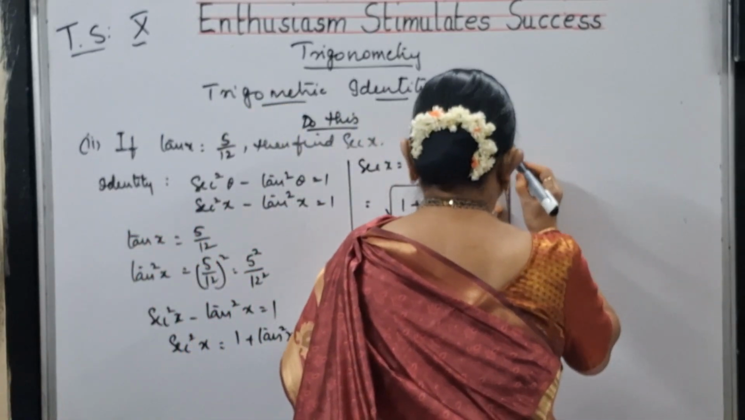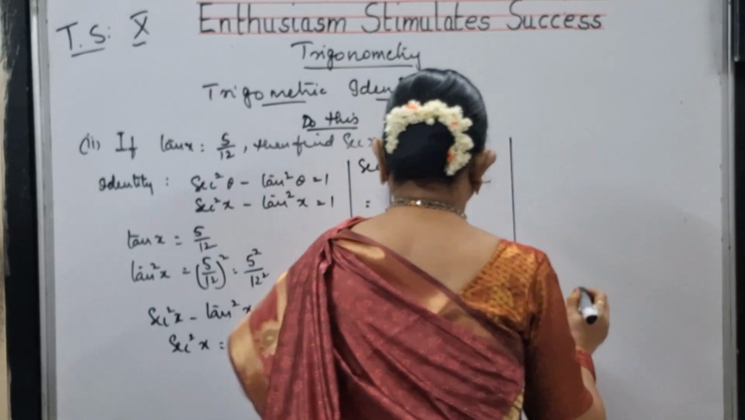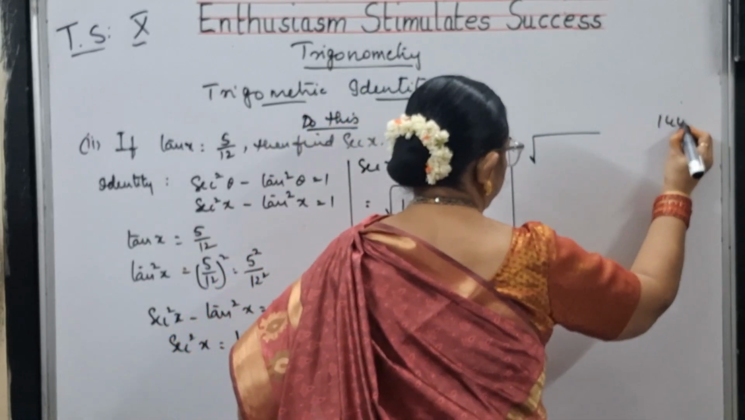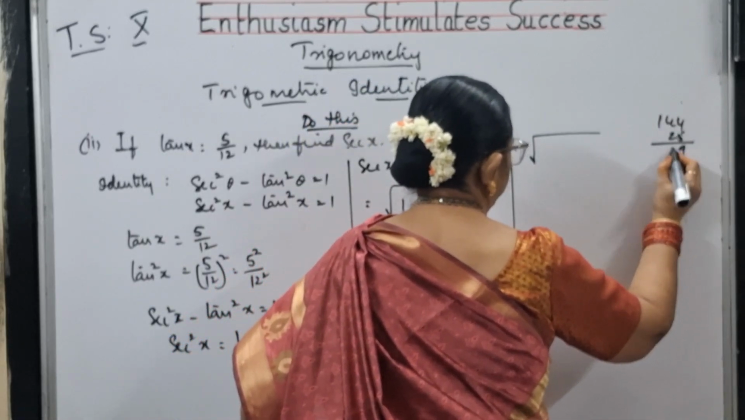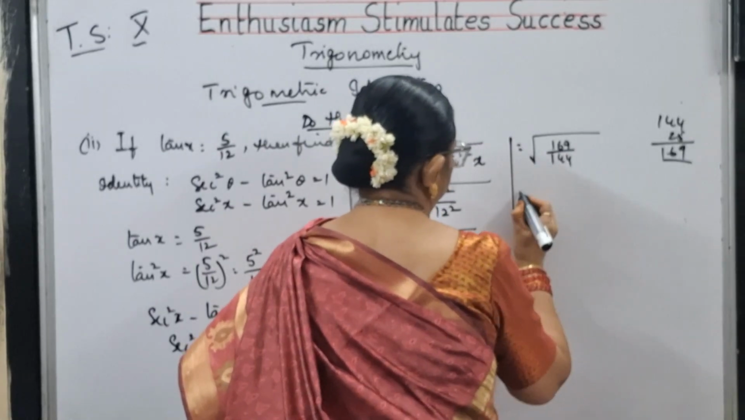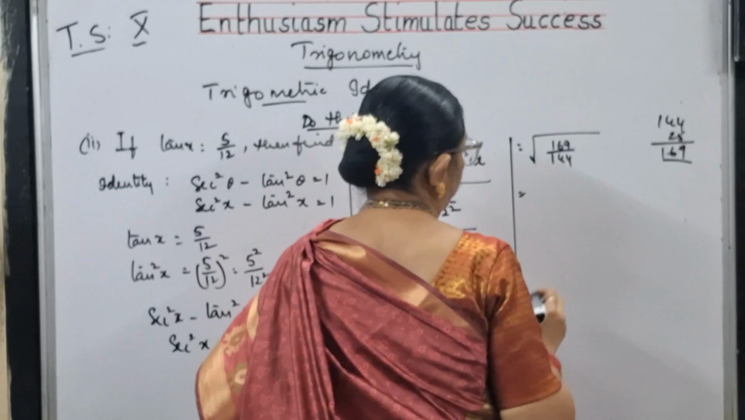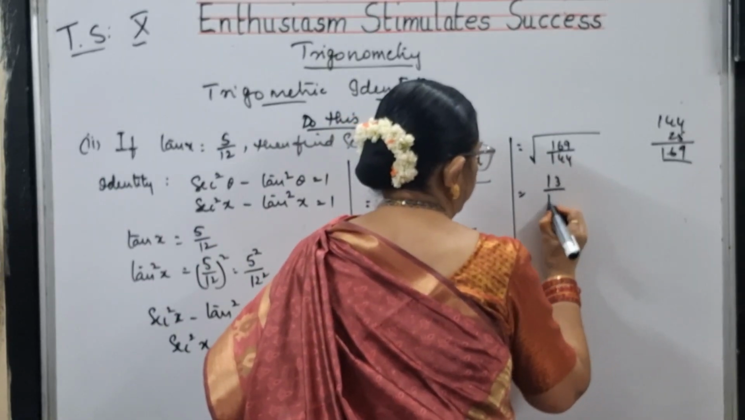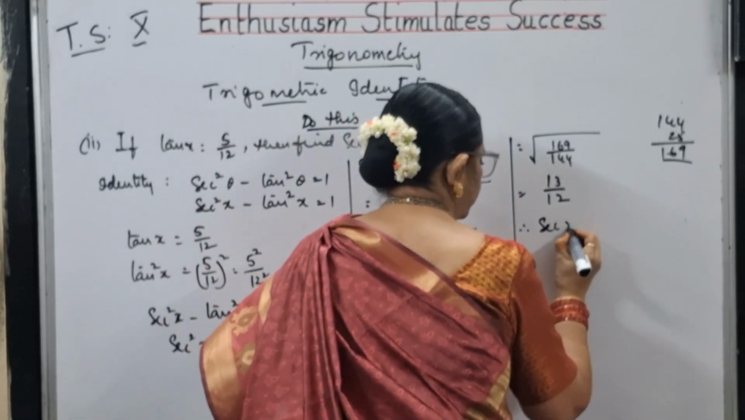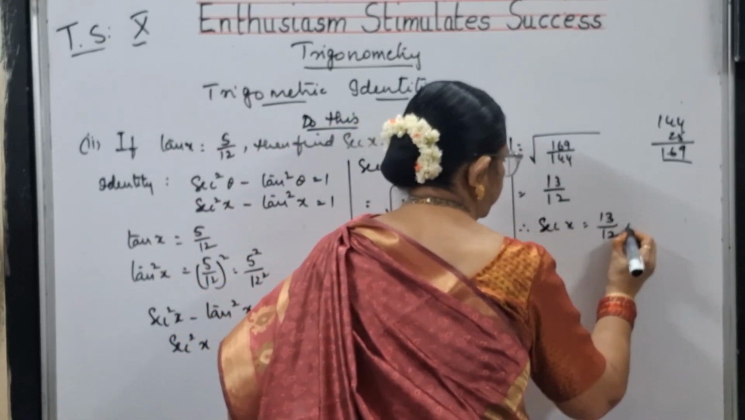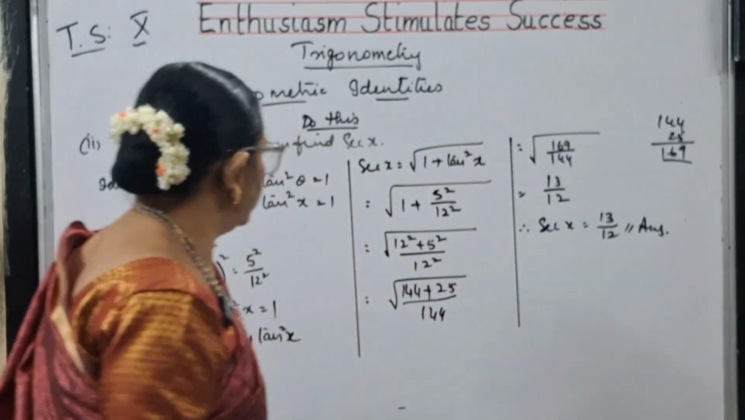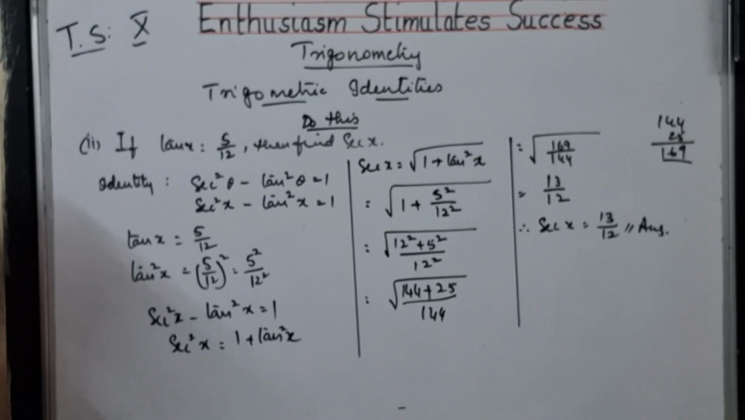So let us see this. This means root of 144 plus 25, which is 169, by 144. So root of 169 is 13 by 12. Therefore, the question is secant x, and secant x is equal to 13 by 12. This is the answer for this problem, children. Please note it down. This is how to do this second problem.